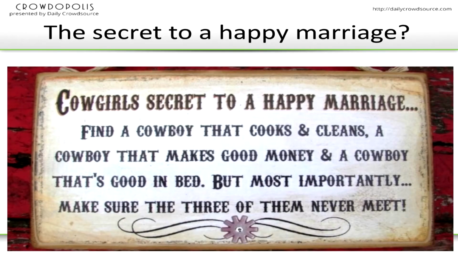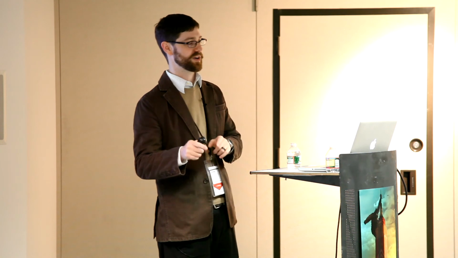Which brings me to my next point, which is the secret of a happy marriage is to find a wife or husband who cooks and cleans, find a wife or husband who makes good money, and find a wife or husband who's good in bed. Most importantly, never let those three people meet. So, of course, you shouldn't actually try that in matrimony, right? Don't do that. But it works in vendor relationships, and it makes sense. Find out who is the best for the particular task that you are working on.